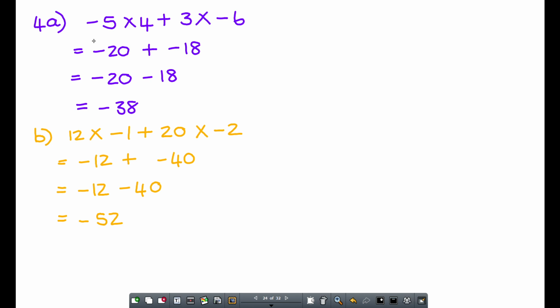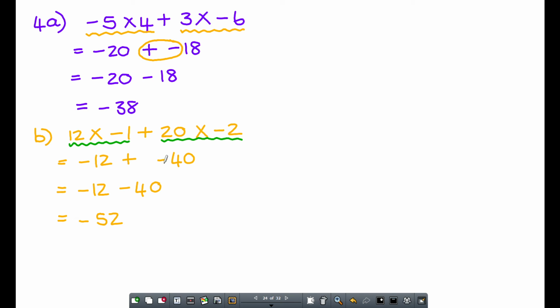So these first two, I had to multiply them, and that's how I got the minus 20. Then I've got to multiply these last two, and that's how I got the minus 18. And now I want you to see that this plus and the minus will become a negative, and that's how I got to the minus 38. You fine with that?